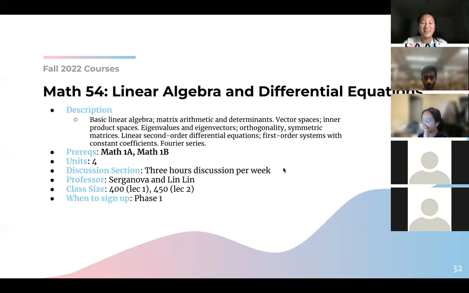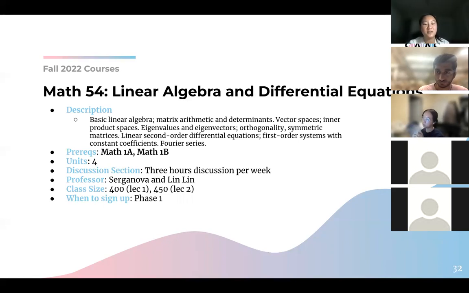But yeah. Okay, and then 54. Very popular math lower div class. This is the basic linear algebra class. We'll get into some of the upper division continuations of linear algebra classes later as well. Very important for data science majors, statistics majors, but also, again, most COE majors and natural sciences. Again, the prereqs are Math 1A and 1B or equivalent, and it is 4 units, again with 3 hours of discussion per week.